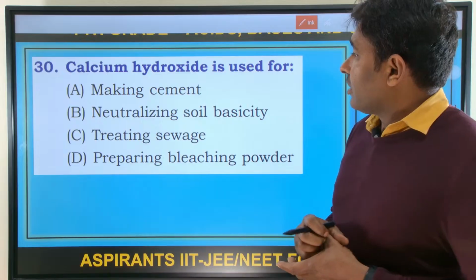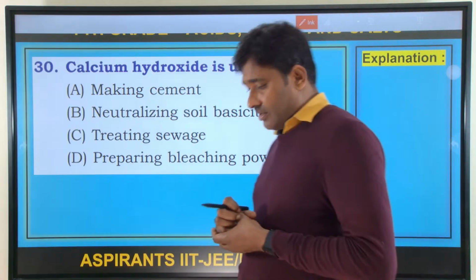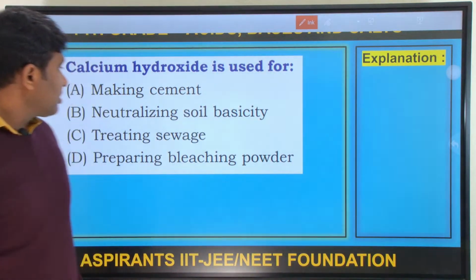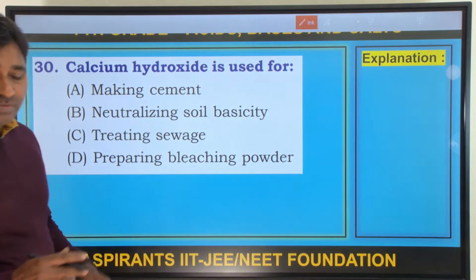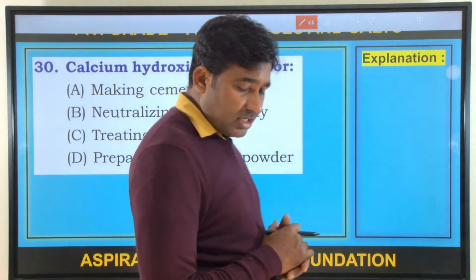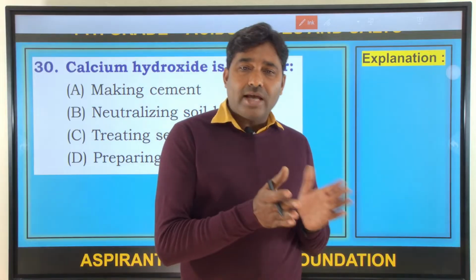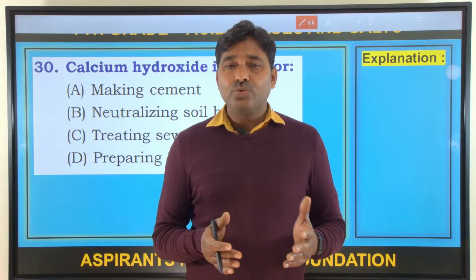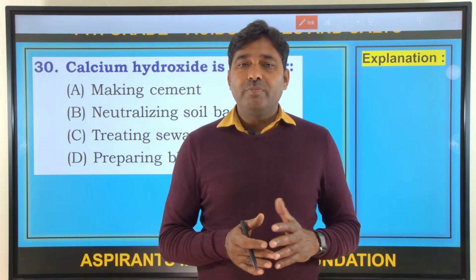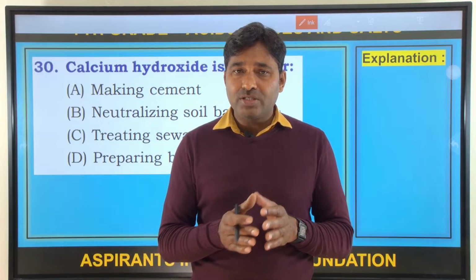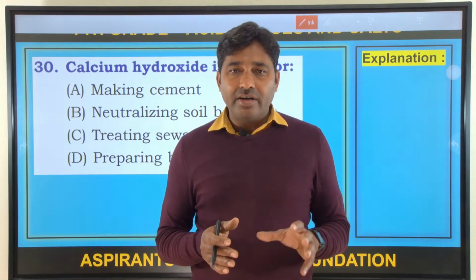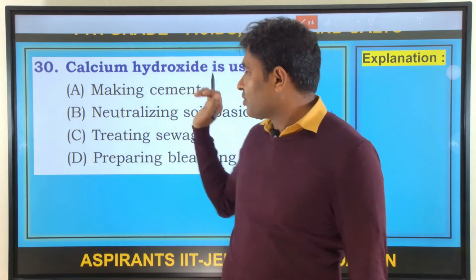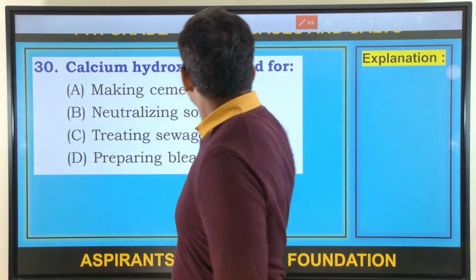Making cement, calcium hydroxide is used for making cement. Yes, indirectly we use calcium hydroxide in the making of cement. Generally, calcium hydroxide is not directly used in making cement. Calcium oxide, when it reacts with water, becomes hardened. That means hardening the concrete, the reaction occurs and calcium hydroxide is formed. That means indirectly it is used in making cement. So option 1 is correct.